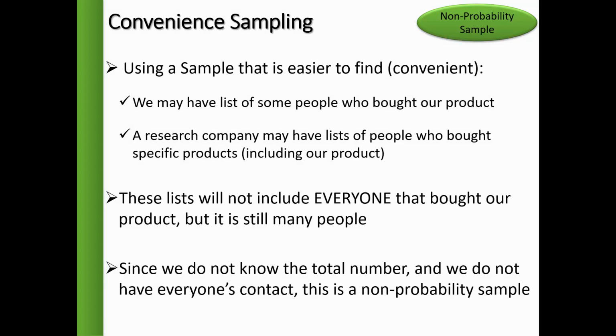Convenient sampling. This is what we did in our research project. Using a sample that is easier to find is convenient. We may have a list of some people who bought our product. A research company may have a list of people who bought specific products, including our product. Pretend like it's the iPhone and Apple. These lists will not include everyone that bought our product, but it is still many people. Since we do not know the total number and we do not have everyone's contact, this is a non-probability sample.